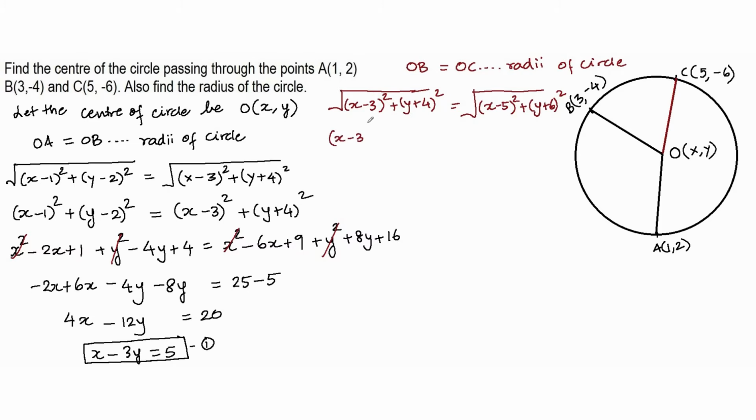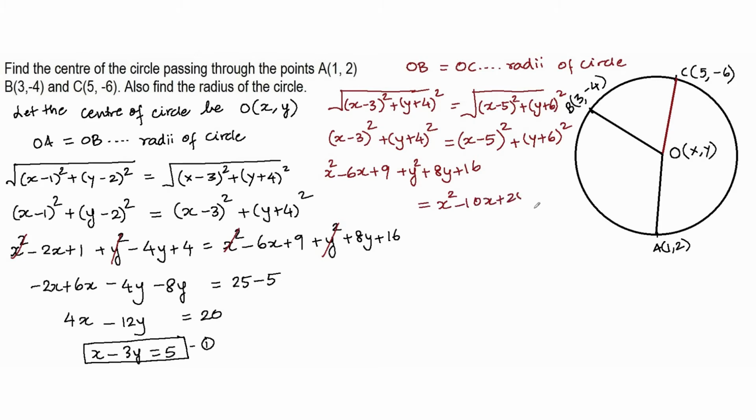Squaring both sides, I get x minus 3 the whole square plus y plus 4 the whole square is equal to x minus 5 the whole square plus y plus 6 the whole square. And therefore we get x square minus 6x plus 9 plus y square plus 8y plus 16 is equal to x square minus 10x plus 25 plus y square plus 12y plus 36. Now we can cancel a few terms on both sides. x square and x square cancel, y square and y square cancel. 9 plus 16 is 25, 25 cancels with 25.